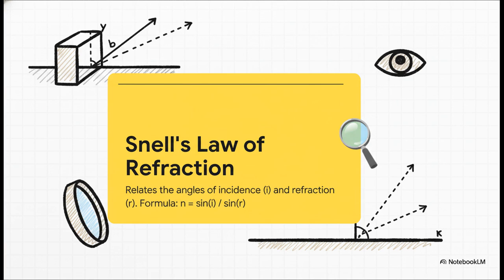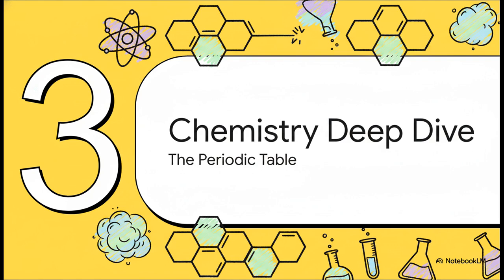All right, we'll wrap up this physics section with Snell's law. This is your go-to for any question about light bending as it passes through glass or water. The formula for the refractive index, n, is simply sine i divided by sine r. That's the angle of incidence over the angle of refraction. Every refraction problem starts right here. Okay, physics sprint is done.